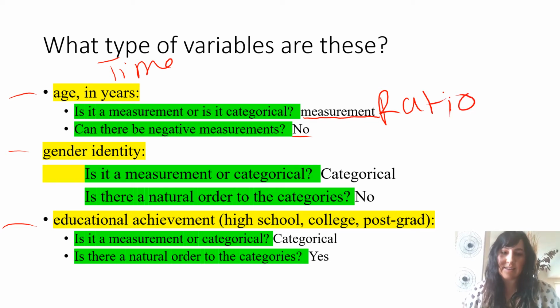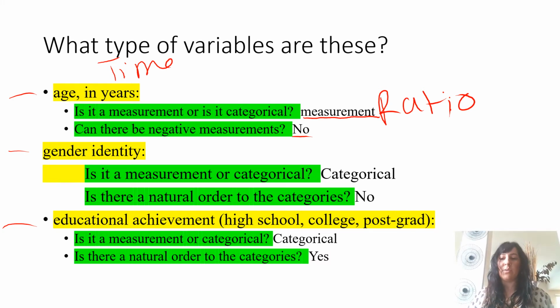Okay, next. Now let's look at gender identity. Gender identity, that's definitely a categorical one, right? So is it a measurement or categorical? Well, it's not numbers. It's not a measurement. You can't measure your gender identity. It's a category. It just is. So if that's the case, we know that it's a qualitative variable. We know that the only options now will be nominal or ordinal, right? So we broke it down to those two.